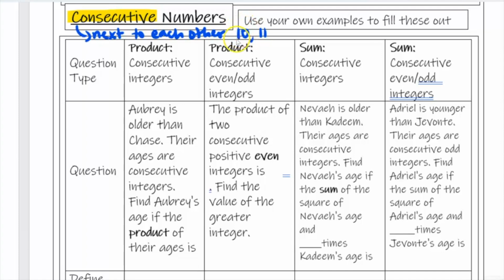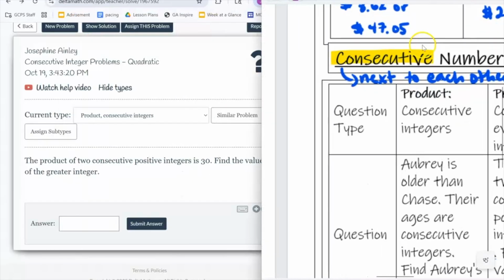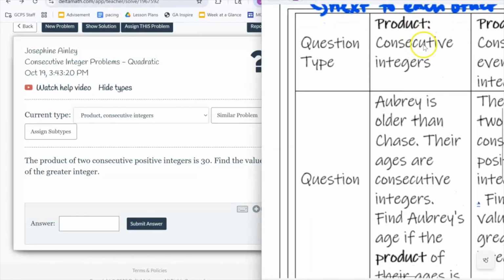So if I gave you 10 and asked you what would be the next consecutive number, 11. If I asked you what is the consecutive number before that, it would be 9. Okay. So this says fill out your own examples, because I want to make sure that I cover each type of question that you're going to get.